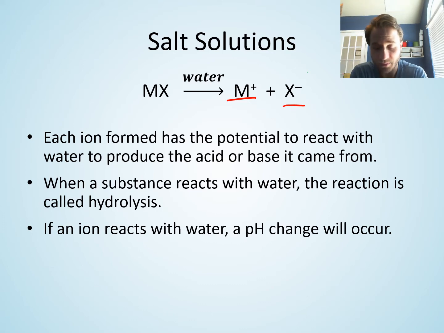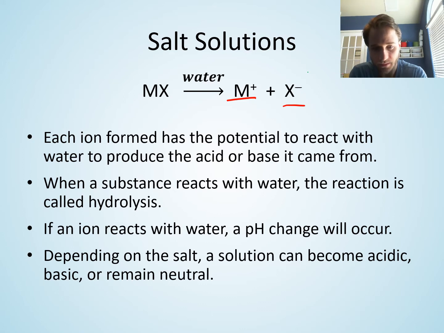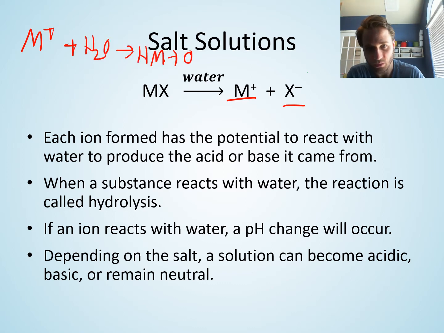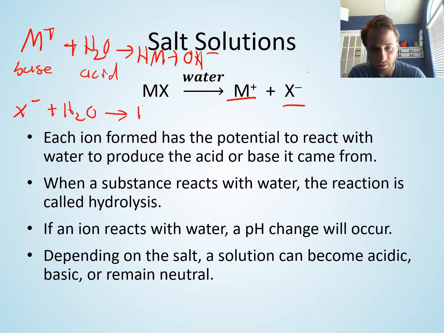If something will actually react with water, it's going to be some type of acid-base reaction, and it will change the pH. Depending on the salt, the pH of your solution could be acidic, basic, or neutral. Because the M+ ion could react with water in this hydrolysis reaction to form HM and OH-. In this case, this is acting as a base, and our H2O is acting as an acid, to form a conjugate acid, HM. And then X- could react with H2O to form HX.